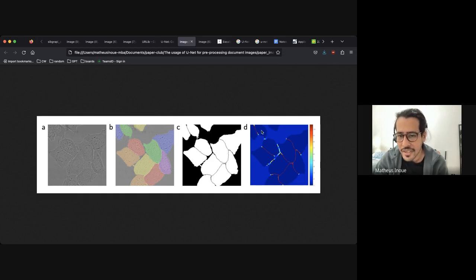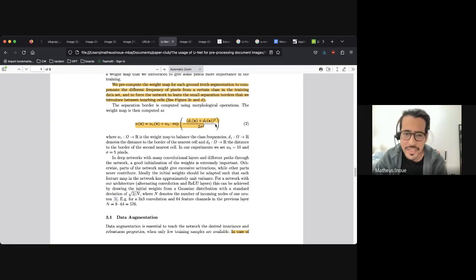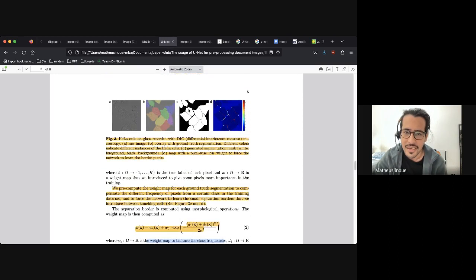So you can kind of see it as a gradient. So how do they do that? Basically, they compute a weight map of the segmentations, and then they apply a weight associated with it. So you have this WC, which is basically the weight map to balance the class frequencies, in this case, what is background and what is cell in the image.